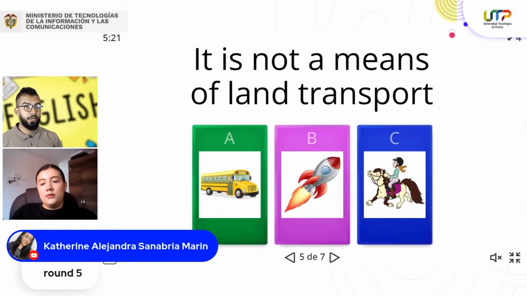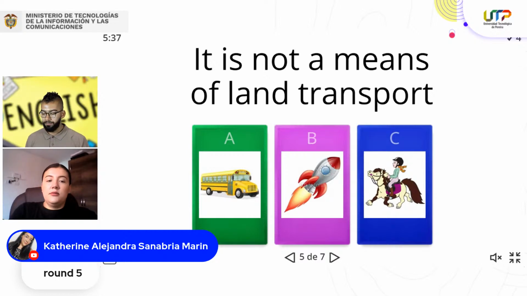Pilas que la número 5 tiene una cascarita. It is not a means of land transport. Vamos a ver cómo les va. Atentos.